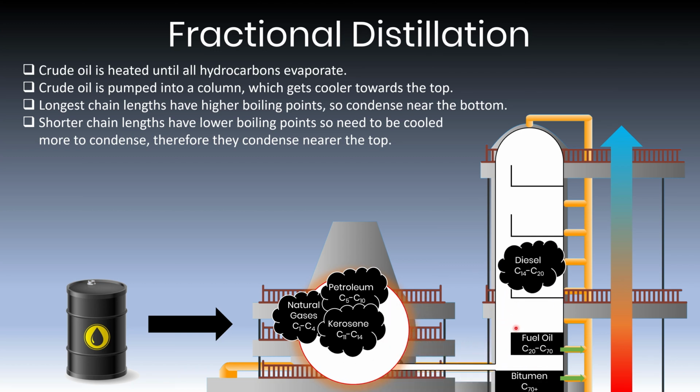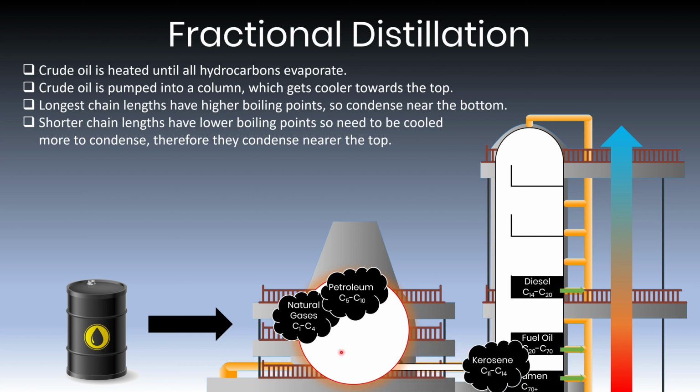So diesel's our next longest chain length. It would pass into the column but rise further as a gas. Then when it reaches a zone that's just below its boiling point, it would condense into a liquid and then be drawn off. Kerosene for planes comes next, rising even further because it's got an even lower boiling point, so it needs to be cooled more in order for it to condense to a liquid. It condenses on its tray and then is drawn off.